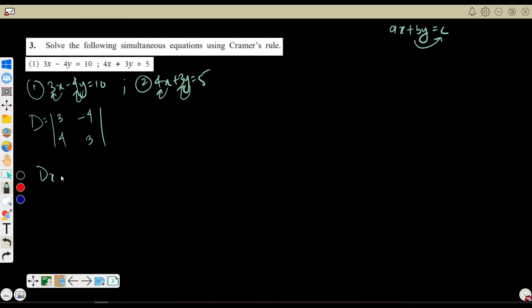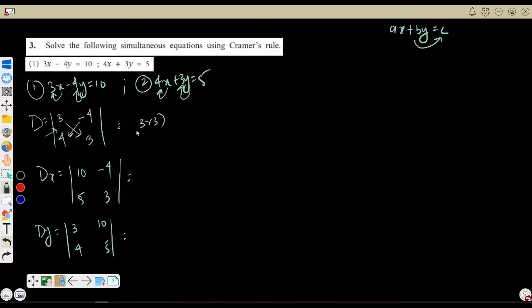After this, we need to find determinant dx. To find determinant dx, we replace the column which is the coefficient of x with the constant. So in the first column we will have the values 10 and 5, and the second column will remain as it is, minus 4 and 3. After this, we need to find the determinant dy. To form this determinant dy, we replace the second column, that is the coefficient of y, with the constant. So the second column will be 10, 5, and the first column will remain as it is, that is 3 and 4. Now we will solve the determinants. You are already familiar with the method. I will draw the arrows.